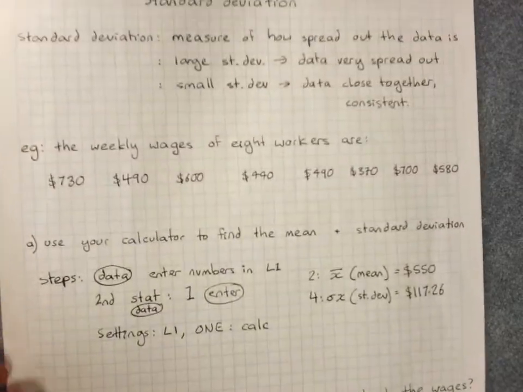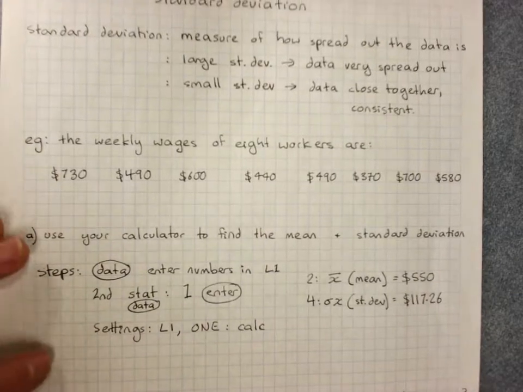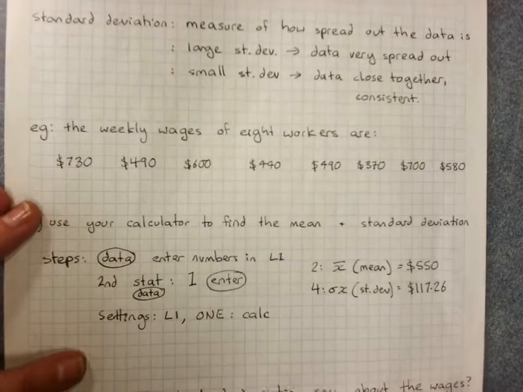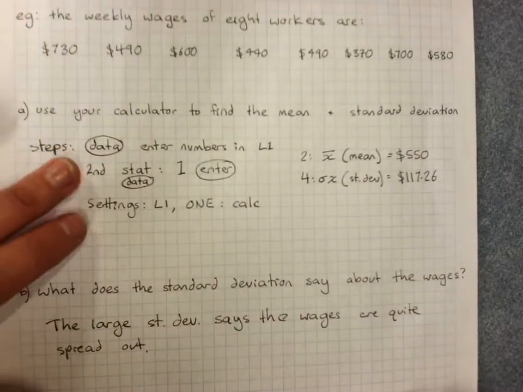So for your calculator, find the method online or in your textbook, have it written down somewhere, or make sure you've got a green calculator.